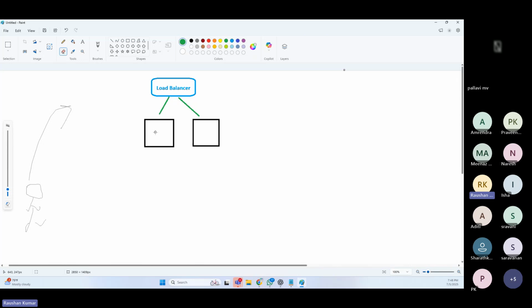But let's say we are hitting with 100 hits per second. Let's say the load is 100 hits per second, imagine. And we require both the servers to handle my requests. I need both my servers to handle the request.